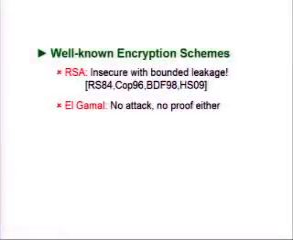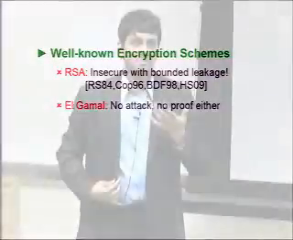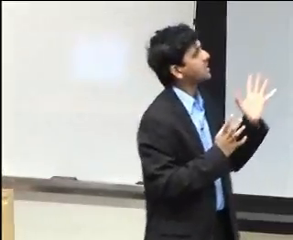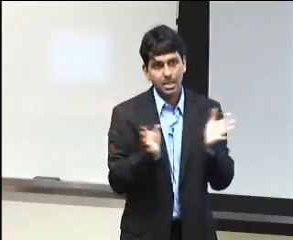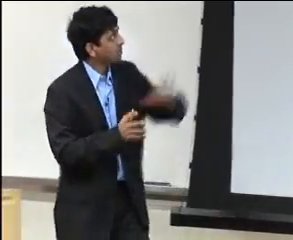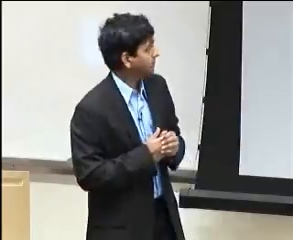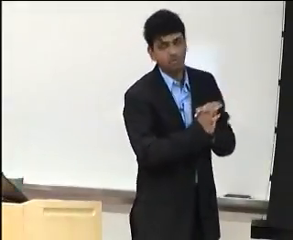Okay, so now we have a model. The question is, are there encryption schemes that are secure in this model, that protect against this class of attacks? So let's first look at well-known encryption schemes that we know and love. Unfortunately, it turns out that the RSA encryption scheme is insecure against bounded leakage. There are a number of results that show that if you leak a small constant fraction of the secret key, you can break the entire crypto system. So RSA is out of the question. As for the El-Gamal encryption scheme, there is no explicit attack that breaks the system with leakage, but there is no real guarantee or proof that it's secure either. So unfortunately, these two systems are not good for us.